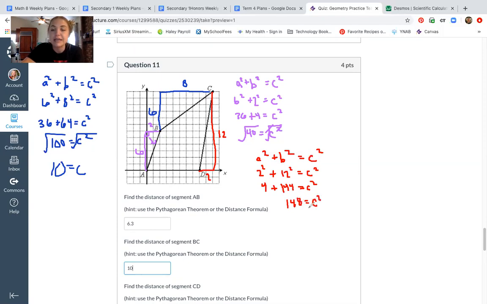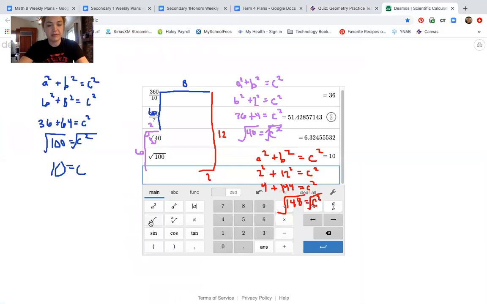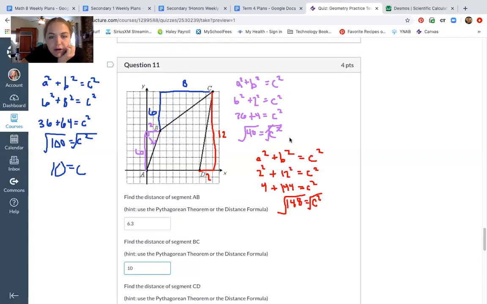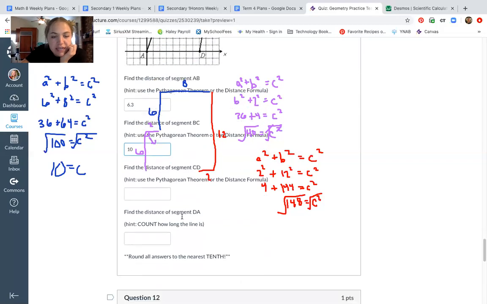And as always, I take the square root to undo squaring. So if I type in, oh, this page is getting weird, 148 square root, I get 12.2 is what it looks like there. Okay, so I can come back over here and type in 12.2.